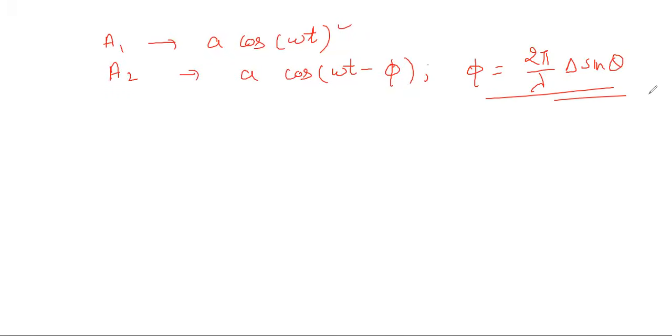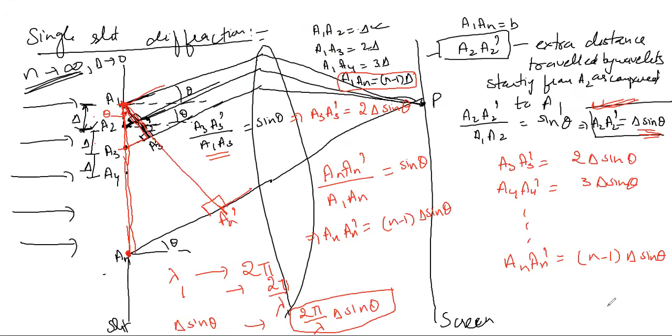So we are basically saying that the wavelets starting from point A2 will lag in phase with respect to the wavelets starting from A1. They lag in phase only when they travel extra distance, that is why the minus sign here. We put the minus sign because the wavelets starting from A2 travel extra distance, so they are going to lag behind as compared to the wavelets starting from point A1.